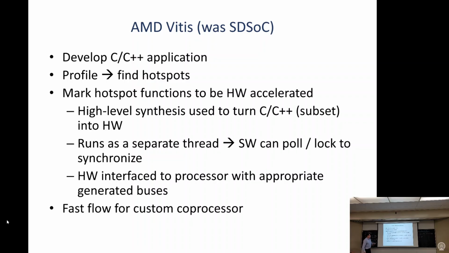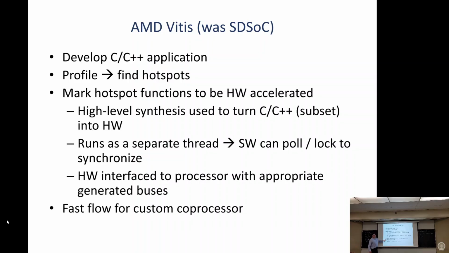And AMD has a cool tool in Vitis, which they keep renaming, okay? But now it's called Vitis. And you can develop a C or C++ application, profile it to find hotspots. You mark the hotspot functions to be hardware accelerated, and high-level synthesis turns those hot functions into hardware, as long as they use only a restricted subset of C and C++. It runs that hardware accelerator as a separate thread. So in your software, you can basically poll it or set locks to synchronize.